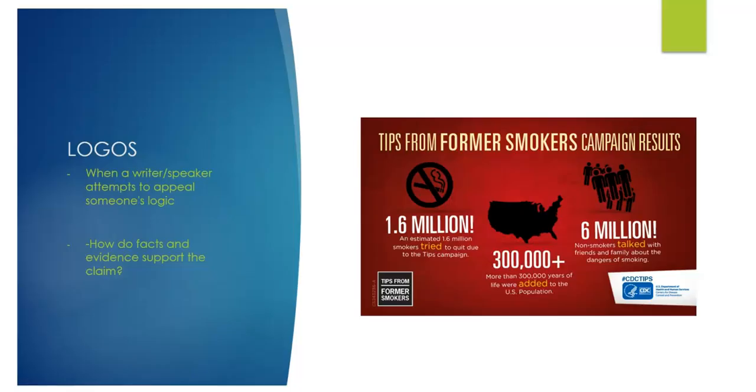To the right of your screen, you can see an ad as an example. It says Tips from Smokers Campaign Results. This is very obviously logos because we see all of these big numbers, these facts, these statistics that are supporting their ad, which is encouraging others to stop smoking. So if someone was looking at this, they might be prompted to quit smoking or believe that this is a source that they can trust because there are facts and evidence being used to support the claim.